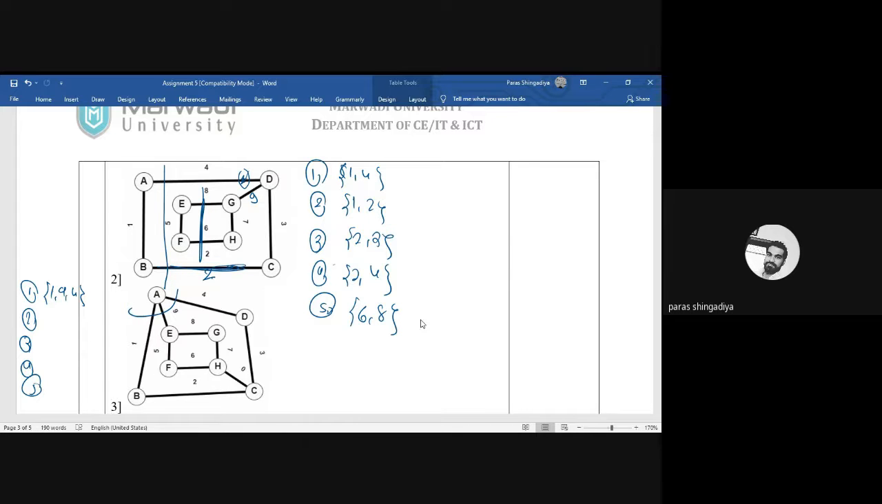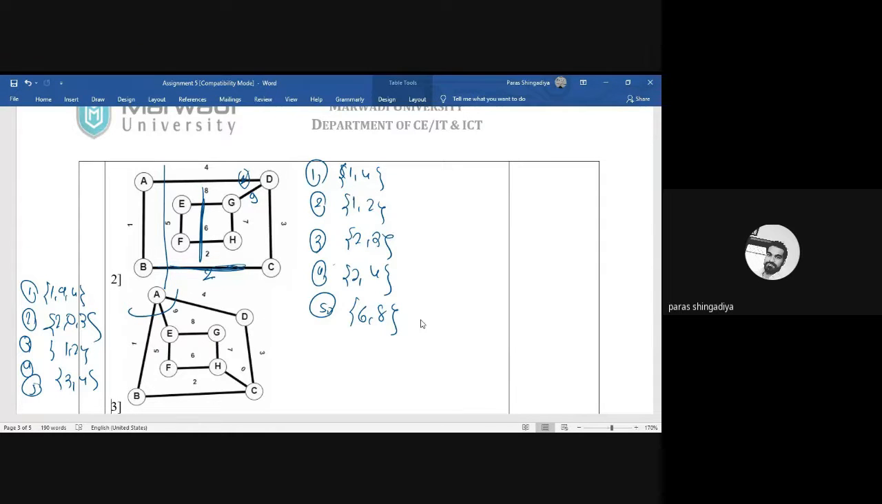Then after that you can consider 3, 4, okay? That is 0, 2, 3, clear? 5, 6, 5, 8, all are possible answers. That is 2 0 3, clear? That is a cut set. Then after that 2, 1, 2 is a cut set, clear? 3, 4 is a cut set, 7, 8 is a cut set.